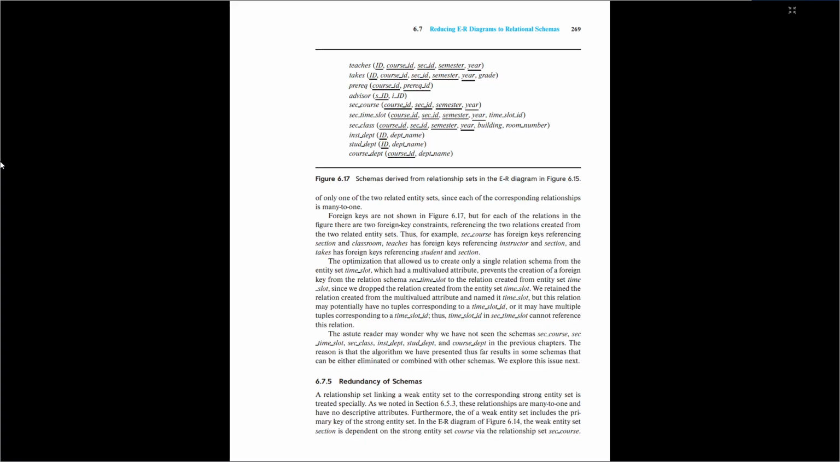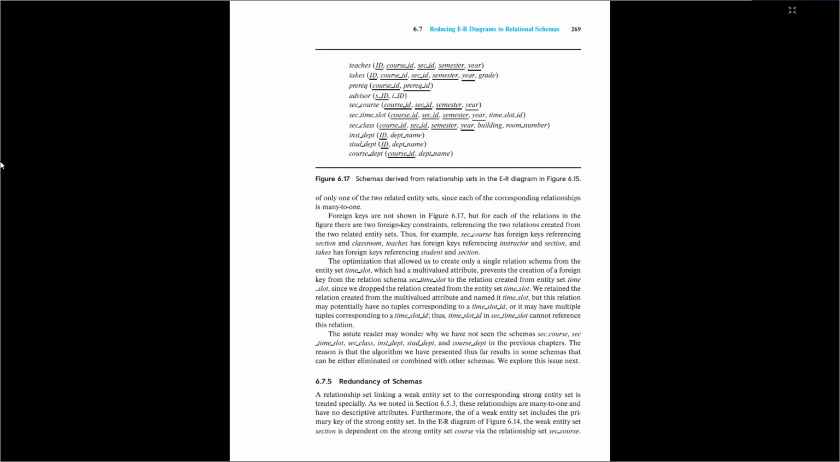Each schema includes the primary key of only one of the two related entity sets, since each of the corresponding relationships is many-to-one. Foreign keys are not shown in Figure 6.17, but for each of the relations in the figure there are two foreign key constraints, referencing the two relations created from the two related entity sets. Thus, for example, sec_course has foreign keys referencing section and course, teaches has foreign keys referencing instructor and section, and takes has foreign keys referencing student and section.